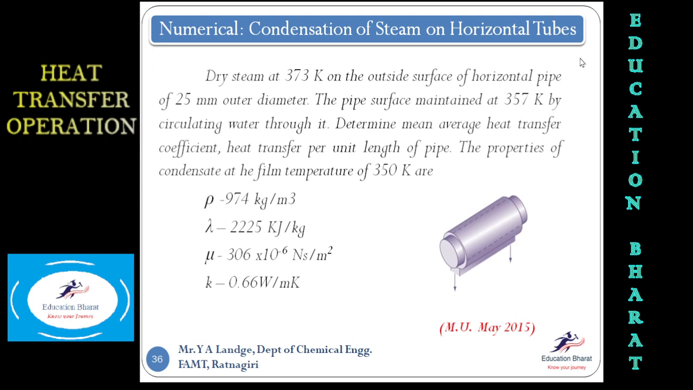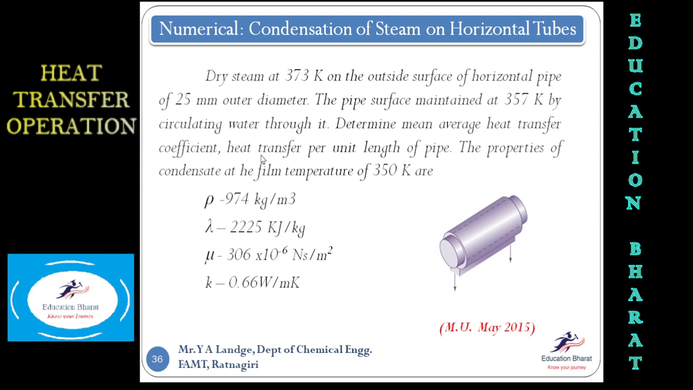So here in this numerical it is mentioned that the dry steam is at 373 Kelvin and it is in contact with the outside surface of the horizontal pipe, and the position of the pipe is horizontal with 25 mm as the outer diameter, and the surface temperature of the pipe is maintained at 357 Kelvin. The temperature of the steam is 373, the temperature of the surface is 357 Kelvin, and here we need to determine the average heat transfer coefficient, the value of h.